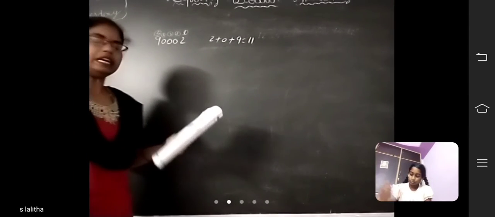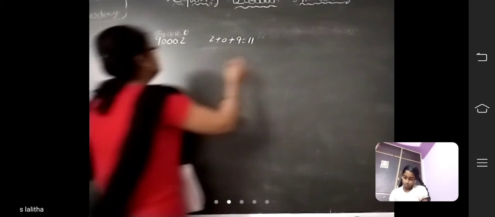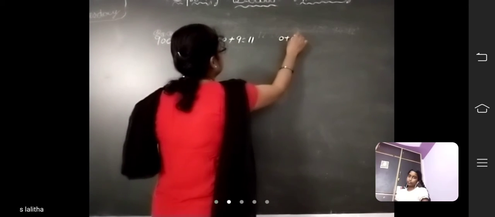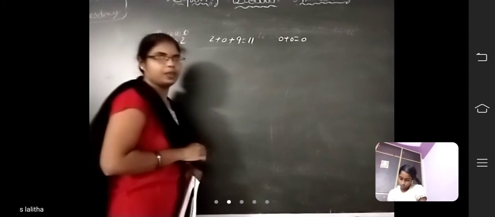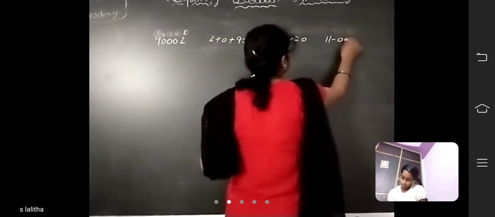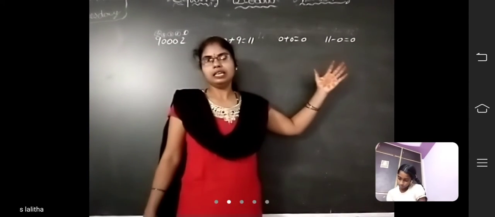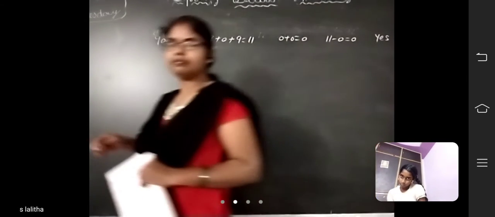Next, sum of the digits at even places. Even places means second place and fourth place. What are those? 0 plus 0, how much? 0. Now, what is the difference? 11 minus 0, how much? 11 only. Is 11 divisible by 11 or not? Yes, it is divisible by 11. So, it is divisible by 11. Yes. Okay.